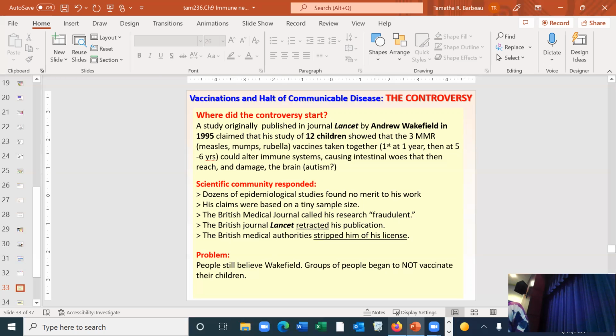Okay. The British journal Lancet retracted his publication. They took it back. All right. And the medical authorities stripped him of his medical license. That's how bad it was. So he really got punished for it because it was crap. The problem is people still believed him, and it was used to promote anti-vaccination rhetoric. And we do have pockets in the country where, from not vaccinating, measles is showing up again.